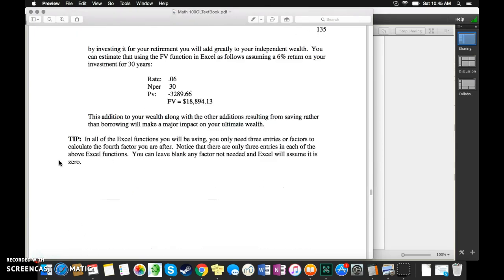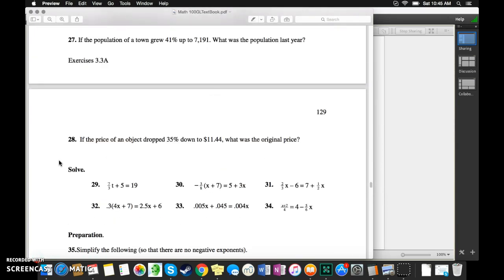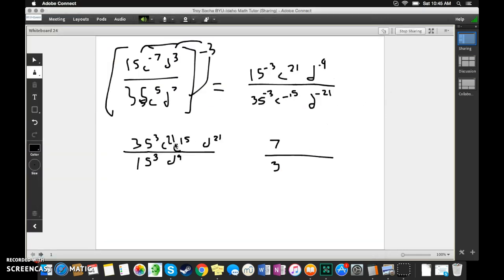No, we go back to our rules for exponents. When they have the same base, we can add the exponents, right? So these have the same base, so those exponents get added, so we get C to the 36. This 3 is still there.